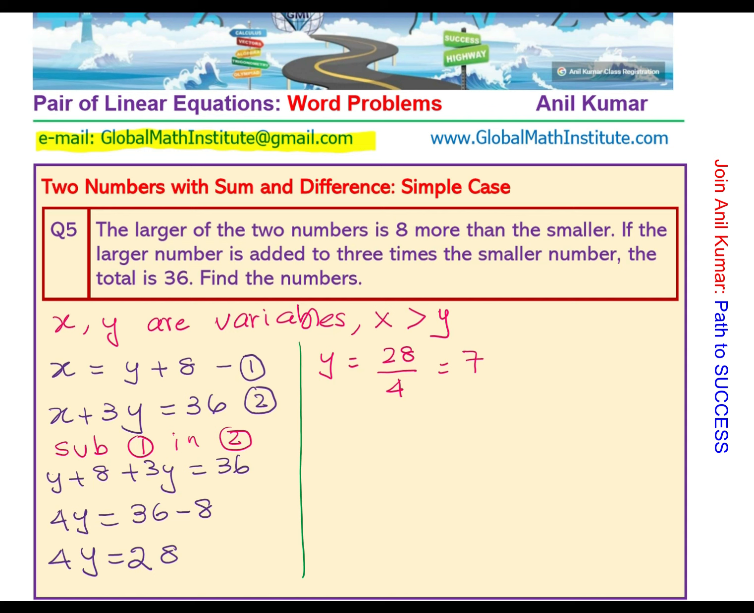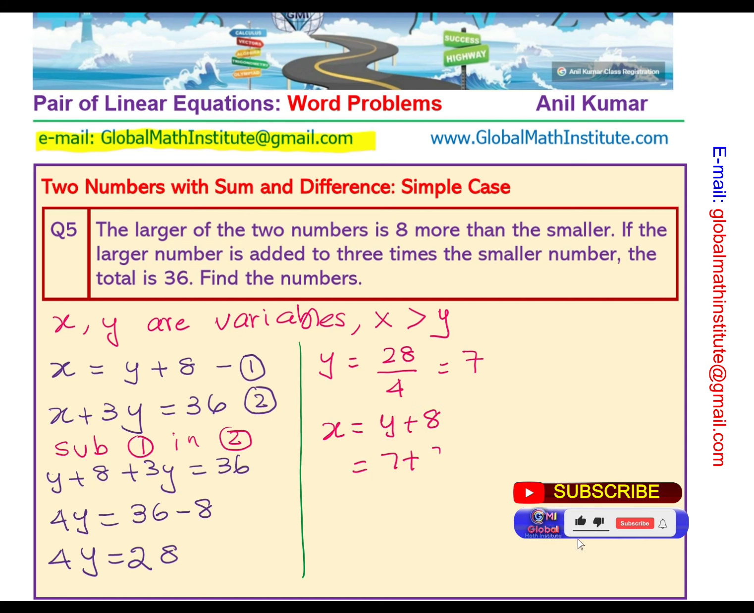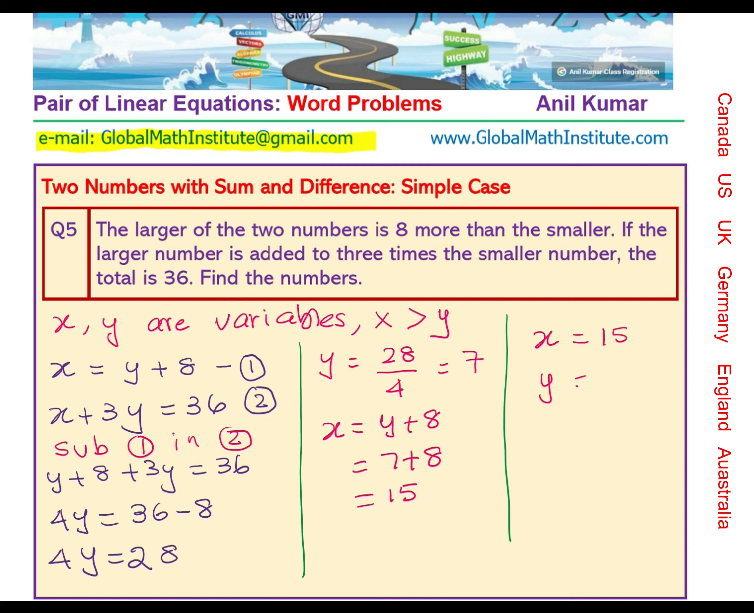Once you find y, you can use equation 1 and find the value of x, which is y plus 8, right? So which is 7 plus 8 or 15, right? So we get our solution. x is equal to 15 and y is equal to 7. Is that clear to you? Slightly difficult question, but if you read carefully, define your variables, it is not very difficult to answer. Let's look into the last question of this set.